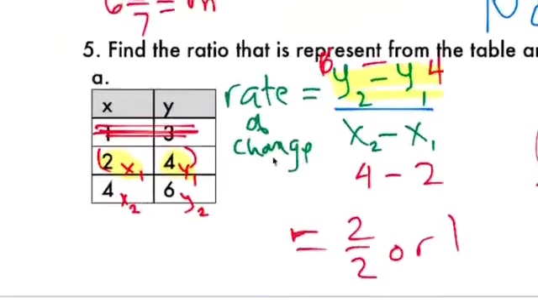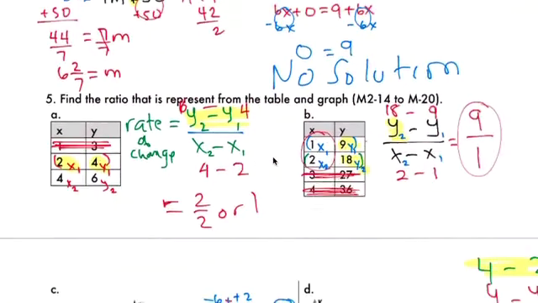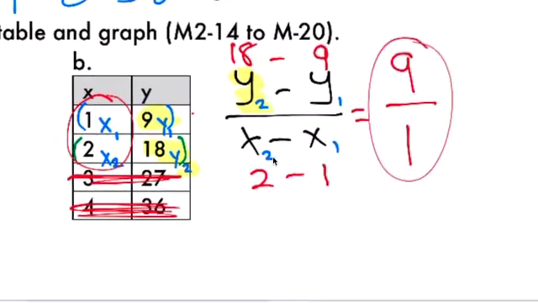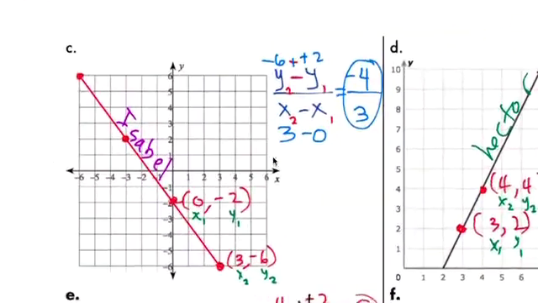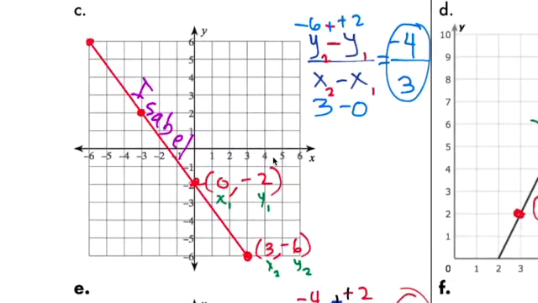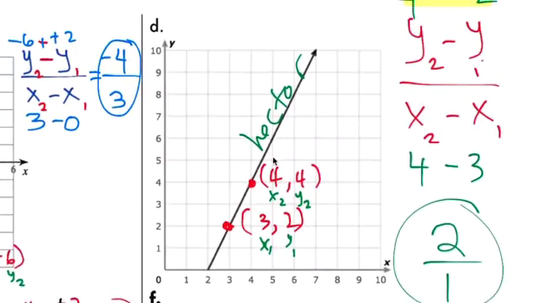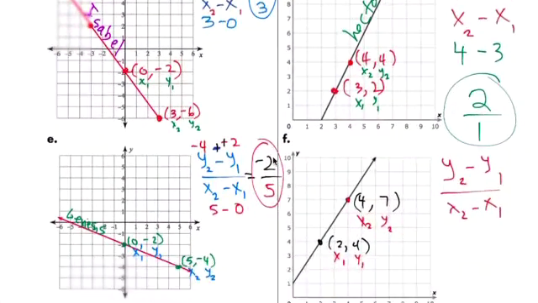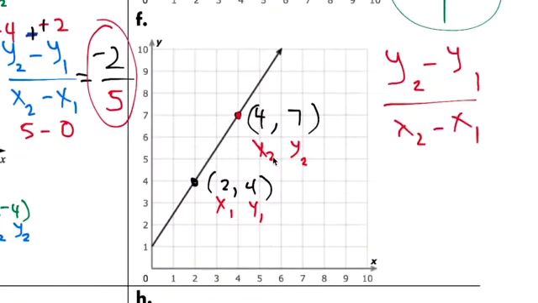Here's number 5. We're finding rate of change or ratio. We're doing slope formula for ratios. Okay, there's C, D, E, F. Oh, in my class we were at F.